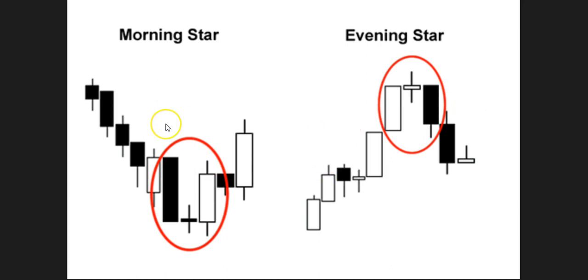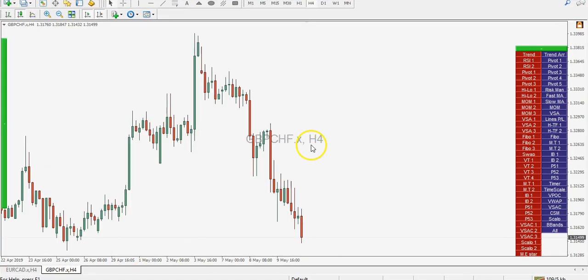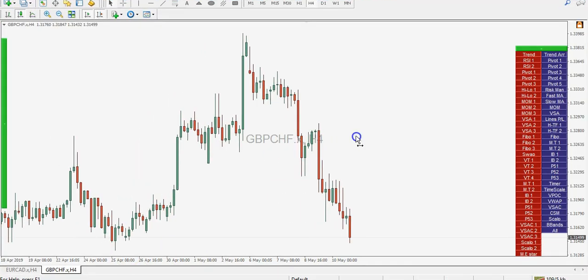This is the most important thing you must keep in mind: the volume must be low. My indicator looks for these patterns, but it will not let you know whether the volume is low or high. You have to look for it yourself. Now let's proceed. I hope you have memorized it, and now let's move towards this.